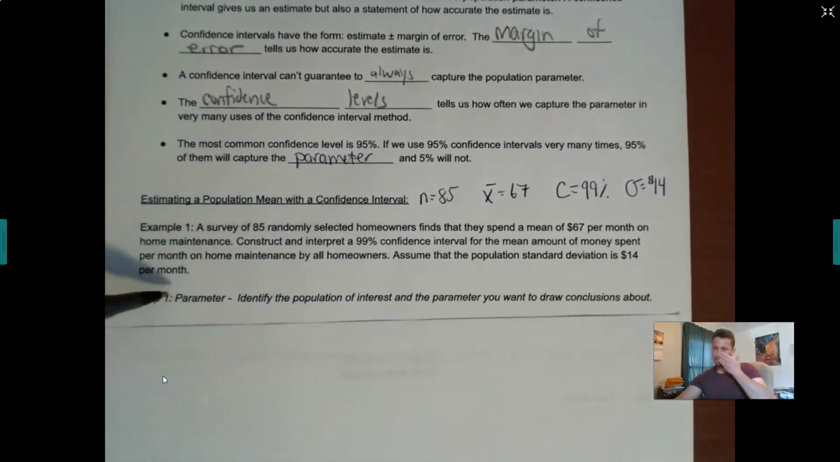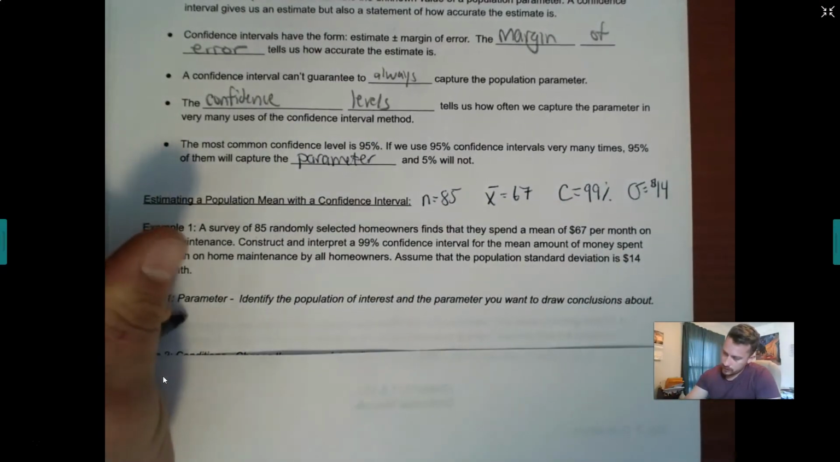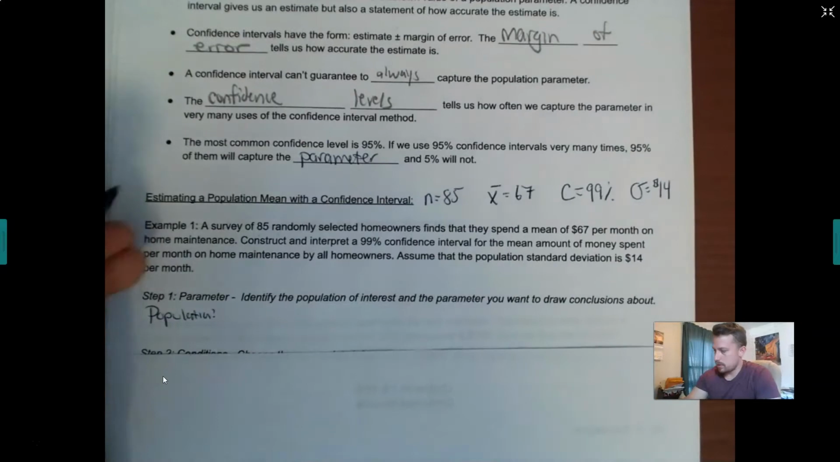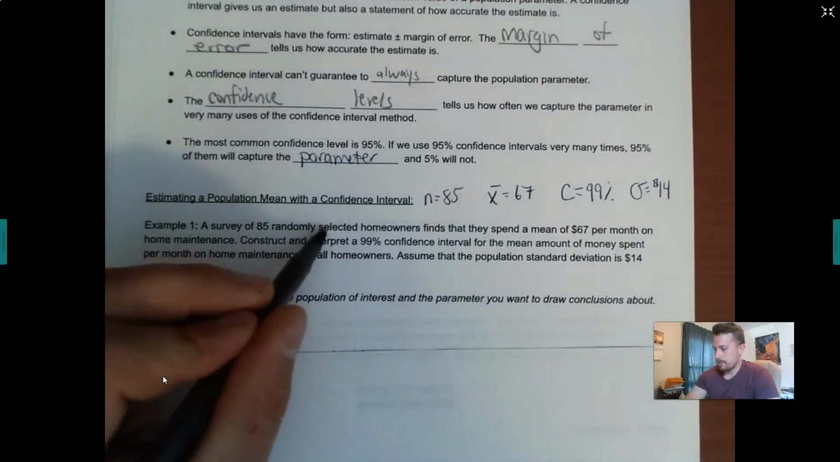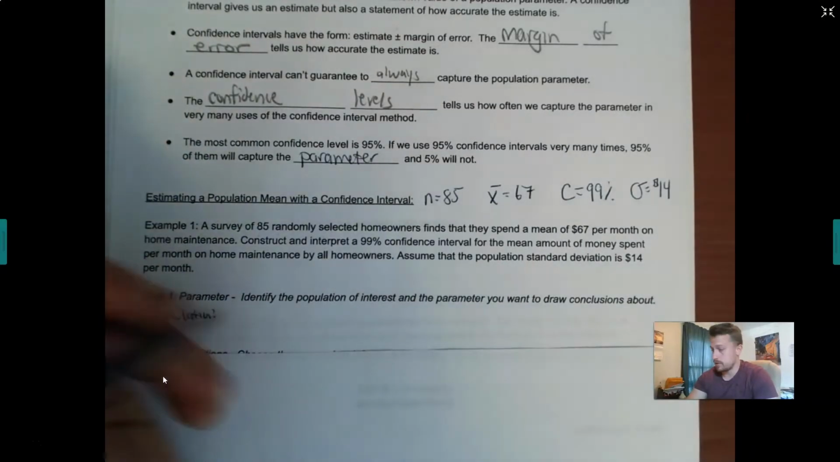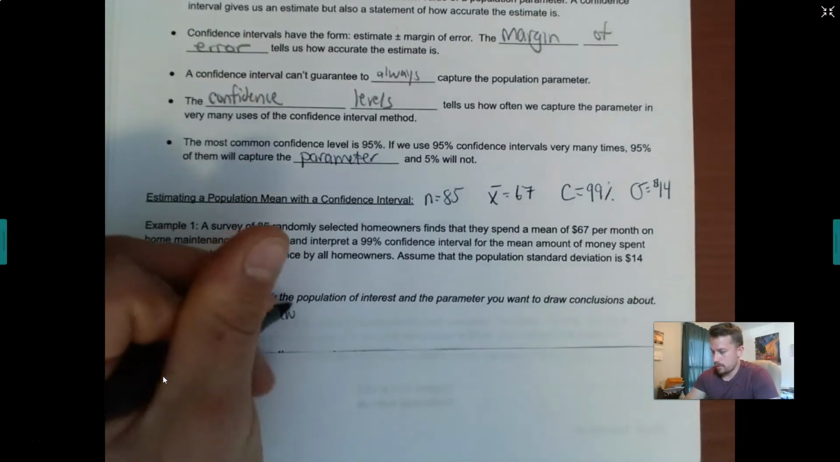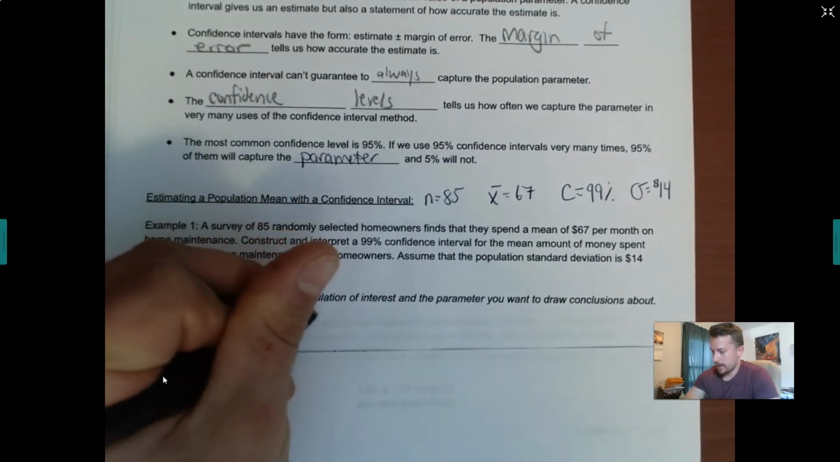Step 1 of this, parameter. Identify the population of interest and the parameter you want to draw conclusions about. So what is the population of interest here? The population of interest is, since the sample is randomly selected homeowners and there's no other information about those homeowners, just all homeowners. We don't know where, so we're not going to make any assumptions.